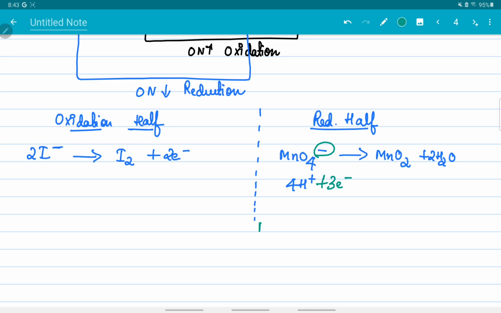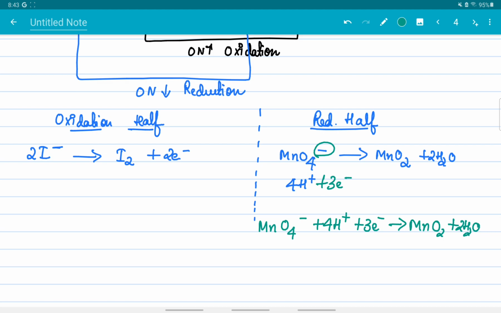So now our reduction half looks like this: MnO4 minus plus 4H plus plus 3 electrons will give MnO2 plus 2H2O. This is our reduction half, and we have our oxidation half. Now the next step was to add both these equations.